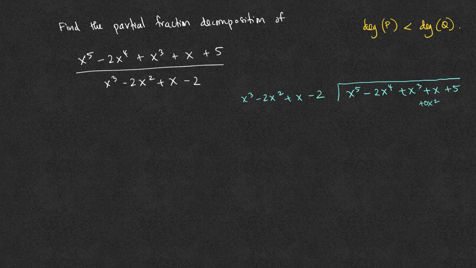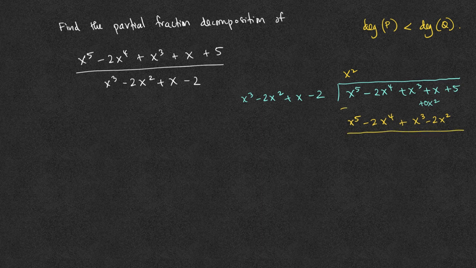First, we take x to the fifth, which is the leading term, divided by x cubed, we have x squared. And then we multiply this back. X squared times x cubed is x to the fifth. X squared times negative 2x squared is minus 2x to the fourth. X squared times x is x cubed. X squared times negative 2 is negative 2x squared. And we will subtract these column-wise.